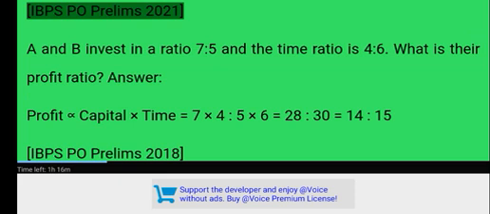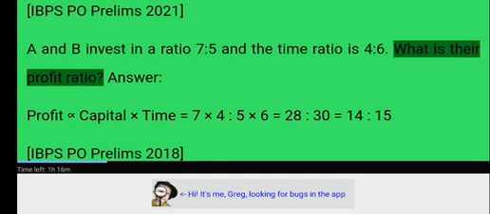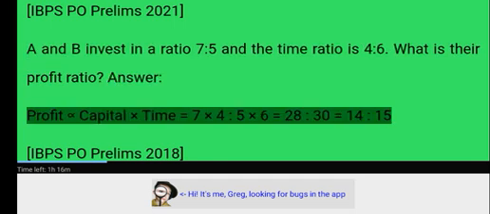IBPS PO Prelims 2021. A and B invest in a ratio 7 : 5 and the time ratio is 4 : 6. What is their profit ratio? Answer: Profit is proportional to capital times time, equals 7 times 4 : 5 times 6 equals 28 : 30 equals 14 : 15.